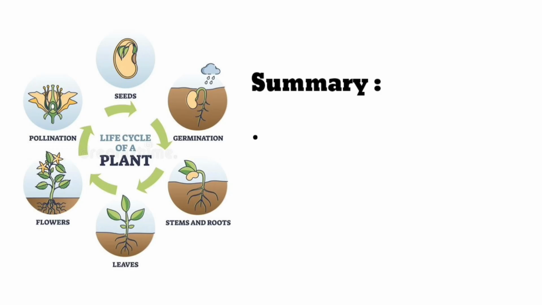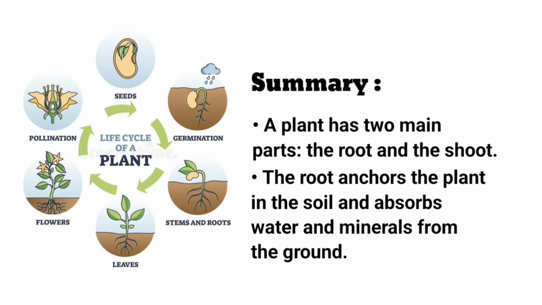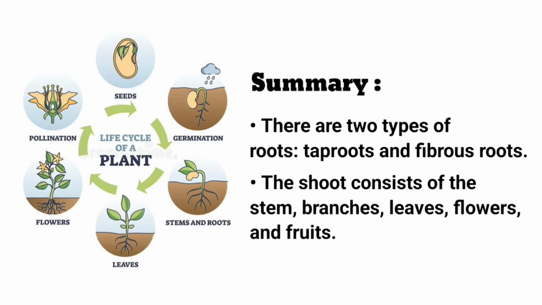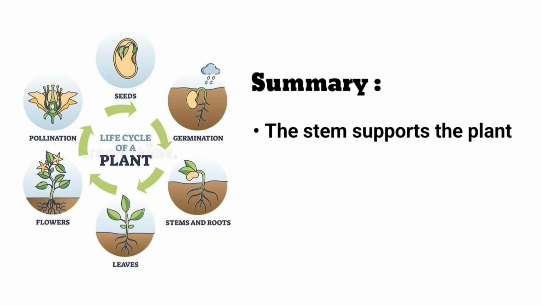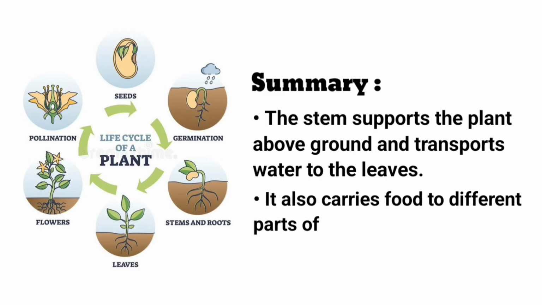Now, summary of this topic. A plant has two main parts, the root and the shoot. The root anchors the plant in the soil and absorbs water and minerals from the ground. There are two types of roots, tap roots and fibrous roots. The shoot consists of the stem, branches, leaves, flowers and fruits. The stem supports the plant above ground and transports water to the leaves. It also carries food to different parts of the plant.